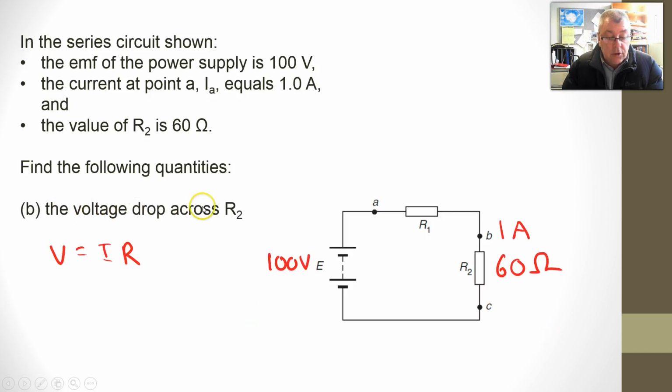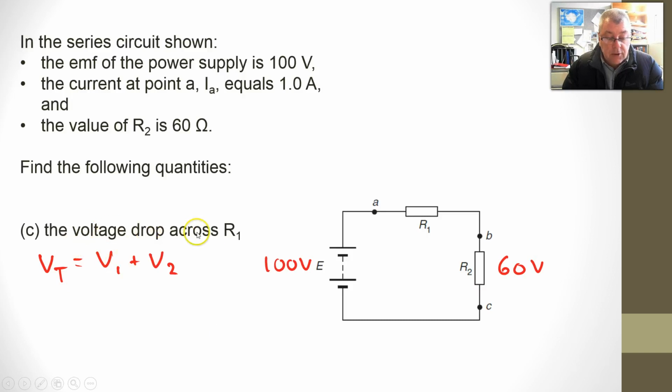What is the voltage drop across R2? So we want to imagine we put a voltmeter across here. What is the voltage? Now we know the current and we know the resistance, so we can use V equals IR, and we put our numbers in and we get 60 volts.